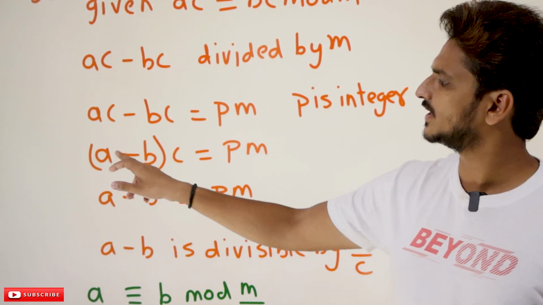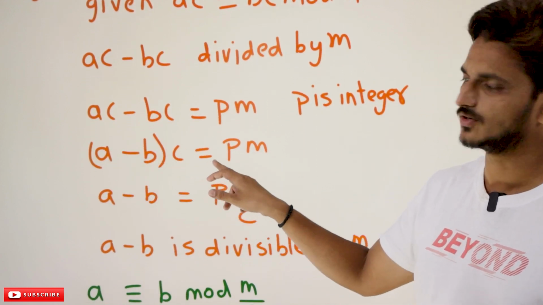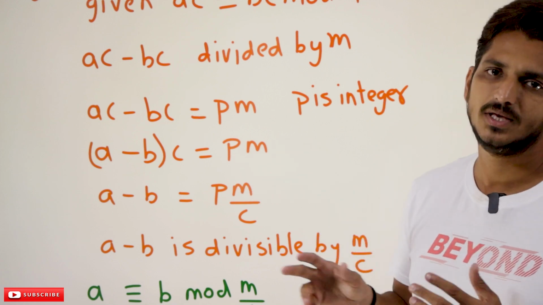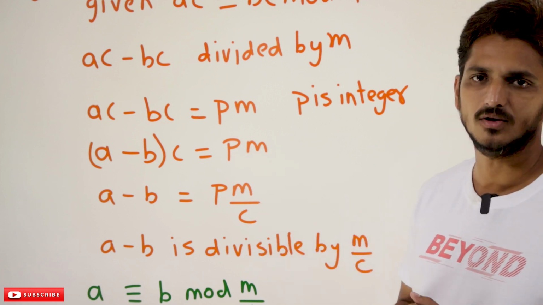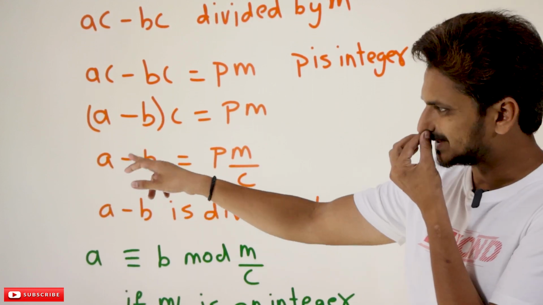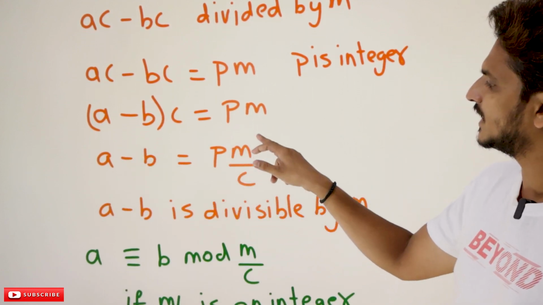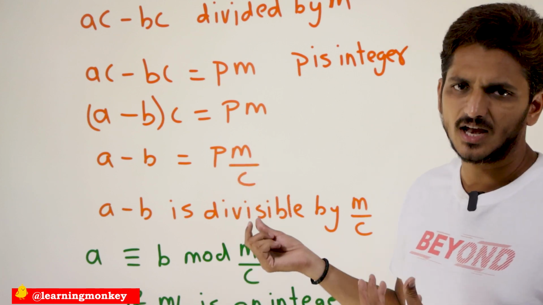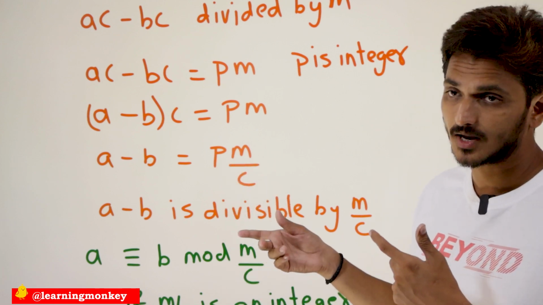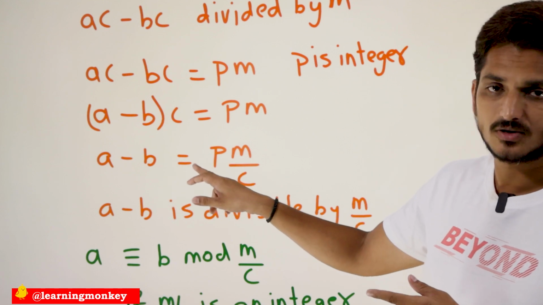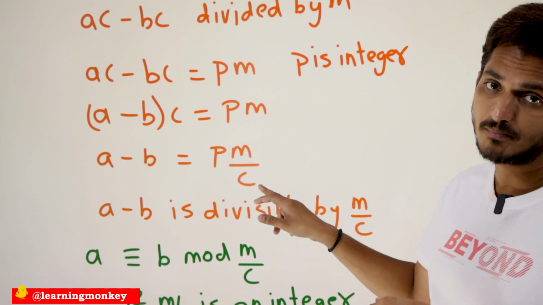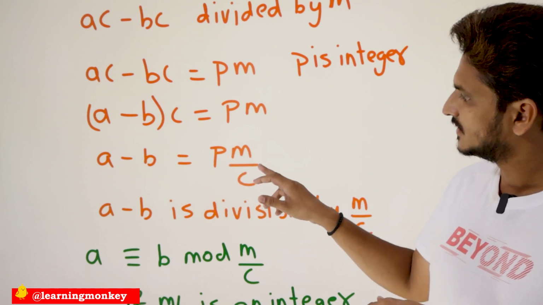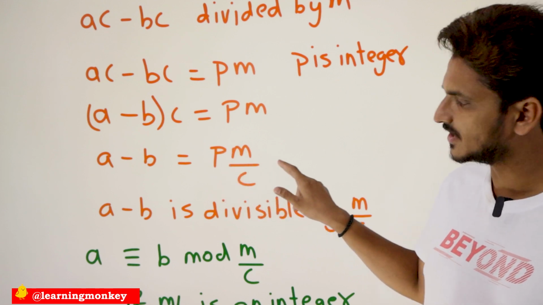Now take the common factor: A minus B multiplied by C is equal to PM. P is some integer value, M is our value. So now this can be written as A minus B is equal to P multiplied by M by C. P is just an integer value. Again apply the formula. A minus B is equal to P multiplied by M by C.